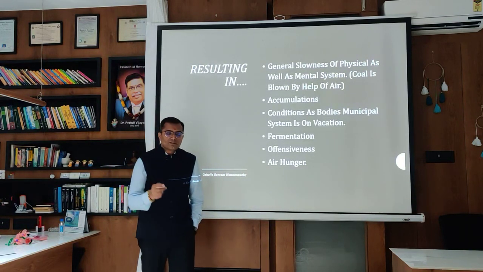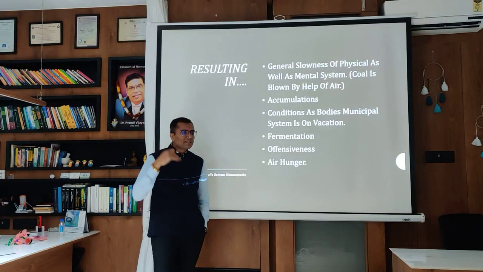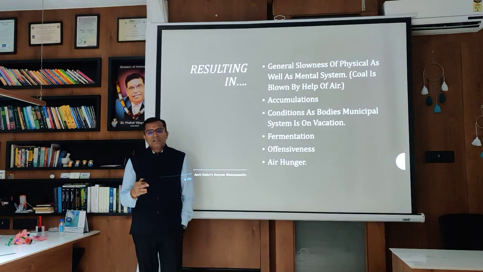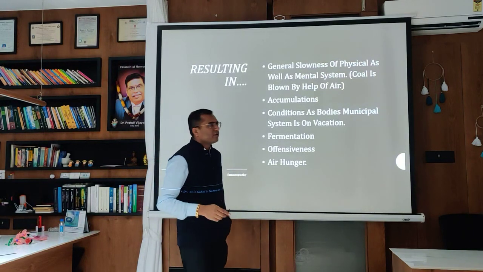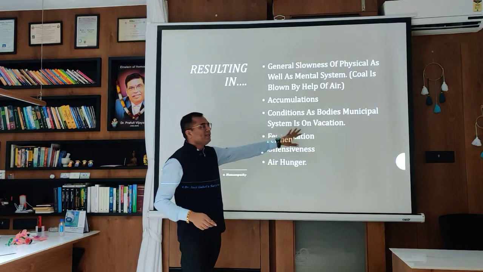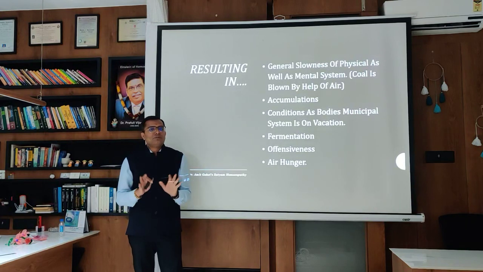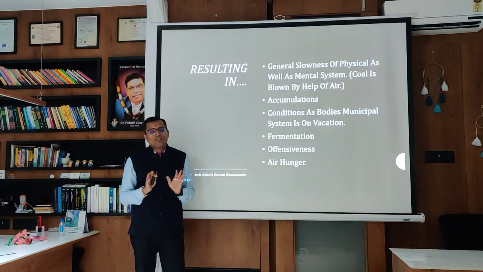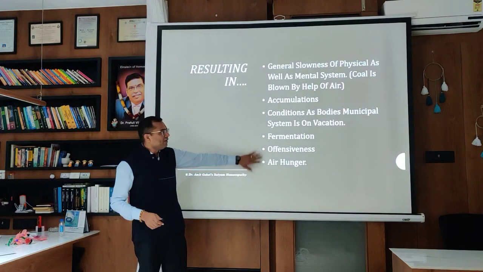So there is a slowness, and it also accumulates many things in the cellular components. The body's municipal system is on vacation. Say for example, the body's municipal system is on a vacation. When someone is on vacation, there is no work going on, there is only slowness. So when there is slowness at the GIT, what happens?